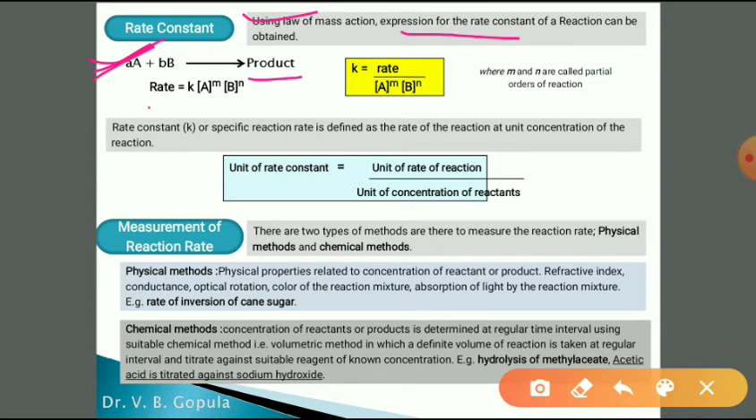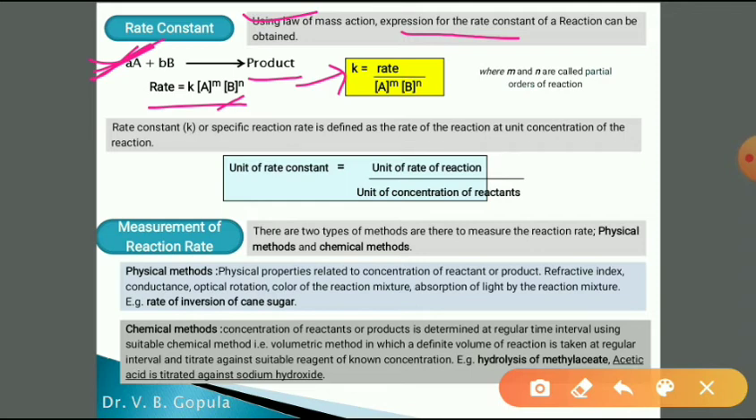So if you apply the law of mass action to this reaction, we will get rate equal to k into the molar concentration of A raised to m, into the molar concentration of B raised to n. So this is the equation for the rate after applying the law of mass action. This equation can be modified like this, which gives k equal to rate upon molar concentration of A raised to m into molar concentration of B raised to n.